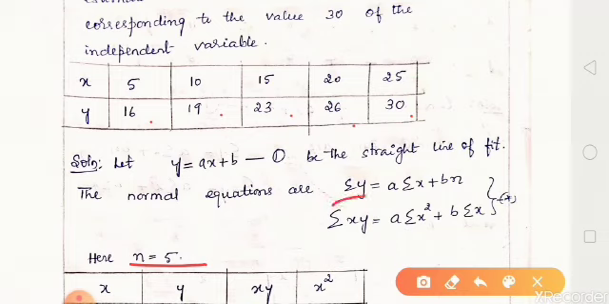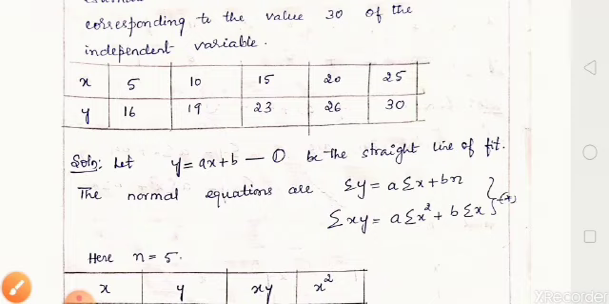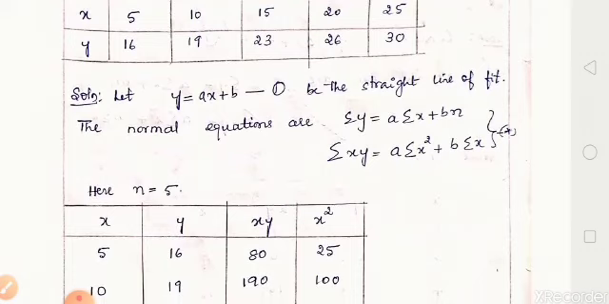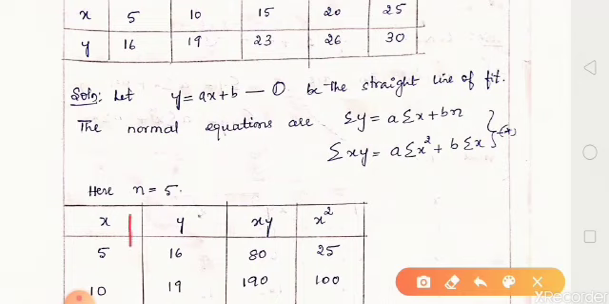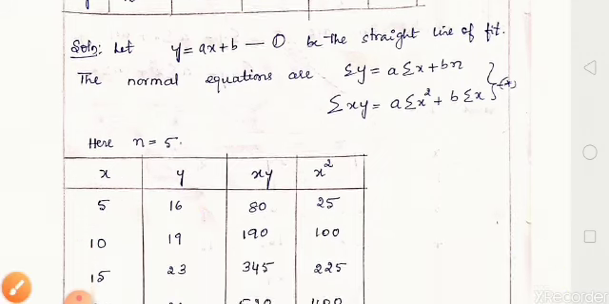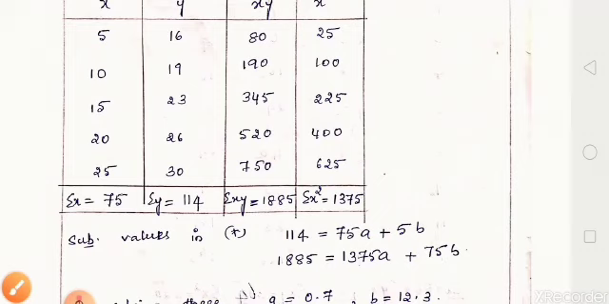Now we want values for summation y, summation x, summation xy and summation x square. For this purpose, we have to prepare a table with the columns x, y, xy and x square. The x values and y values are the given values. Multiply each x and y respectively to get the product x into y, and square each of the x values to get the column x square. Now, if we sum each of the columns, we will get the required values.